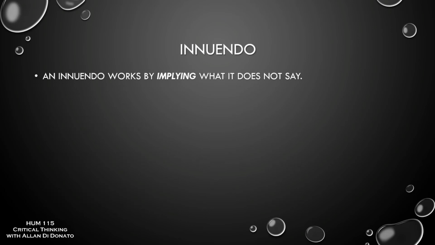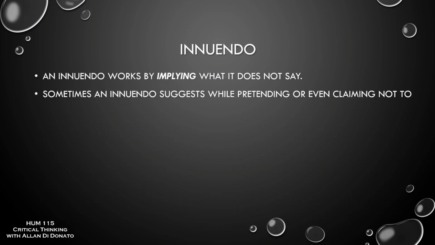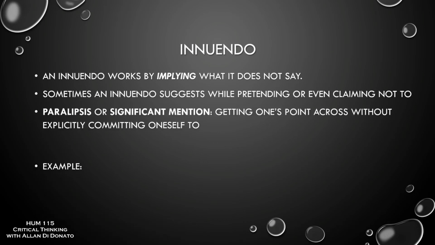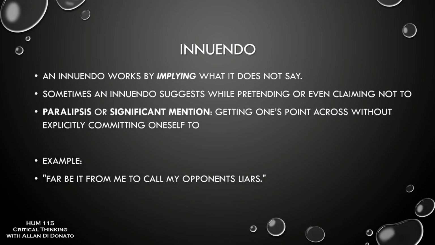Innuendo is where we imply something without saying it overtly. A great example would be, far be it from me to call my opponents liars, right? So I'm not calling them a liar, but just the fact that I mention it in that way, again called significant mention, already gets you thinking of my opponent in that manner, that you're considering that they are a liar, even though I didn't accuse them of that officially.